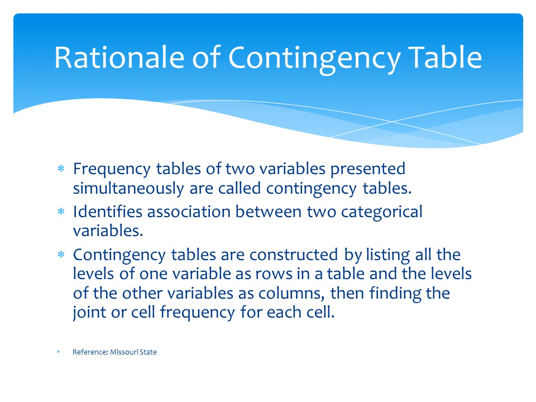The reason behind using a contingency table is we are trying to identify the frequencies of how two variables are relating to each other. So a frequency table of two variables is presented simultaneously. They're called contingency tables. And once we process through a contingency table, that allows us to recognize whether or not there is an association between the two variables that we're studying. And if there is, then we can continue on with our chi-squared analysis. The contingency table identifies association between two categorical variables. They are constructed by listing all the levels of one variable as rows in a table and the levels of the other variable in columns, then finding the joint or cell frequency association for each cell.